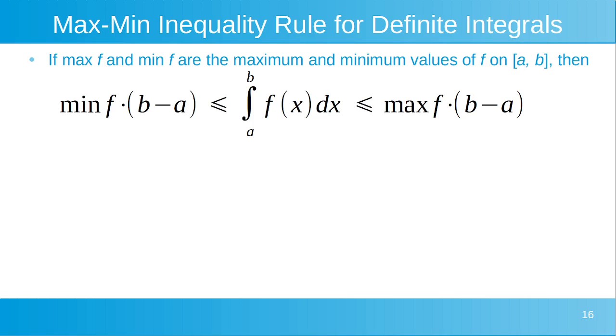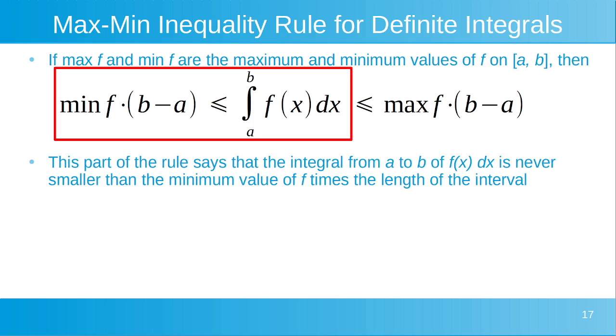So here we have the Max-Min Inequality Rule for definite integrals. If max f and min f are the maximum and minimum values of a function f on a closed interval from a to b, then min f times b minus a, where b minus a is the length of the closed interval from a to b, is less than or equal to the integral from a to b of f of x dx, and that's less than or equal to max f times b minus a.